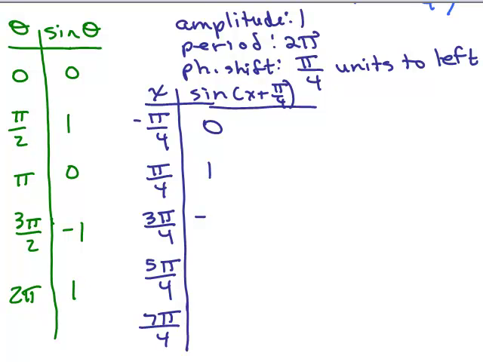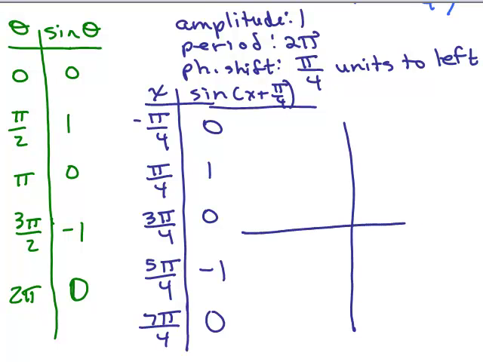Oops, this is supposed to be a 0 at the bottom here. Sorry, it's a negative 1. I'm sorry, getting confused here. 0, negative 1, and 0. So if we graph it, this is a little bit trickier. I've got to start off at negative pi over 4, 0.